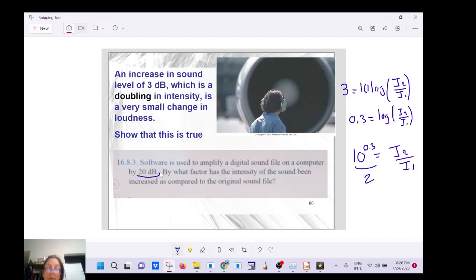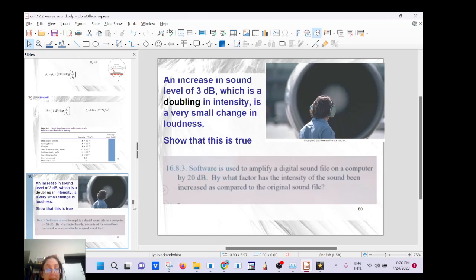So if you want to amplify the sound file on a computer by 20 decibels, so 20 decibels to increase, it means you add 20 decibels. So increase of 20 decibel step. That means the intensity here is multiplied by 100, right? Okay, so that's how it works.